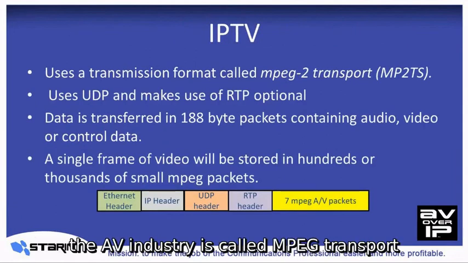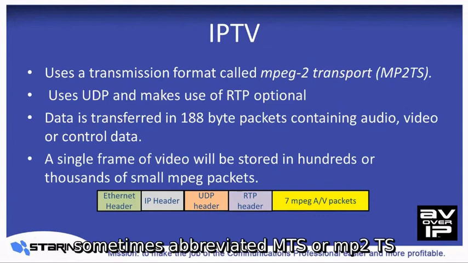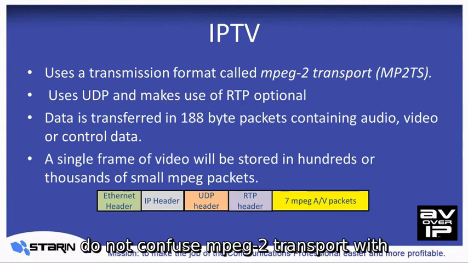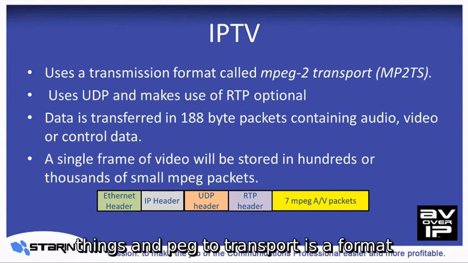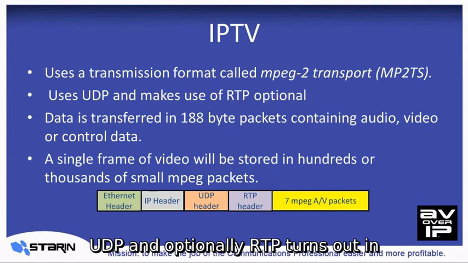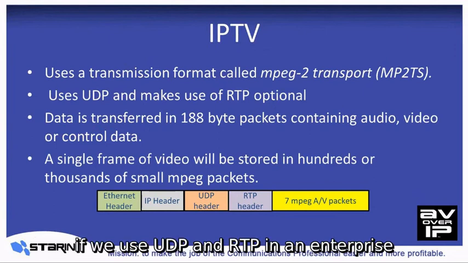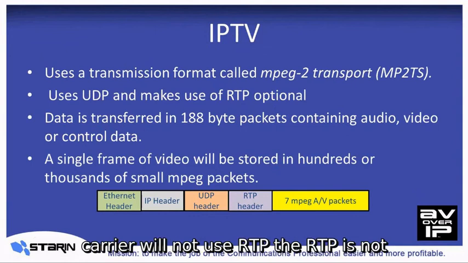Now, one that's really important in the AV industry is called MPEG Transport Protocol, or MPEG Transport Stream. It's sometimes abbreviated MPTS or MP2TS because it came from MPEG-2. Please do not confuse MPEG-2 transport with MPEG-2 compression. They're different things. MPEG-2 transport is a format we use to transfer video. It makes use of UDP and optionally RTP. Turns out, in almost all cases that I've experienced, it will use UDP and RTP in an enterprise application like a hospital, but a carrier will not use RTP.